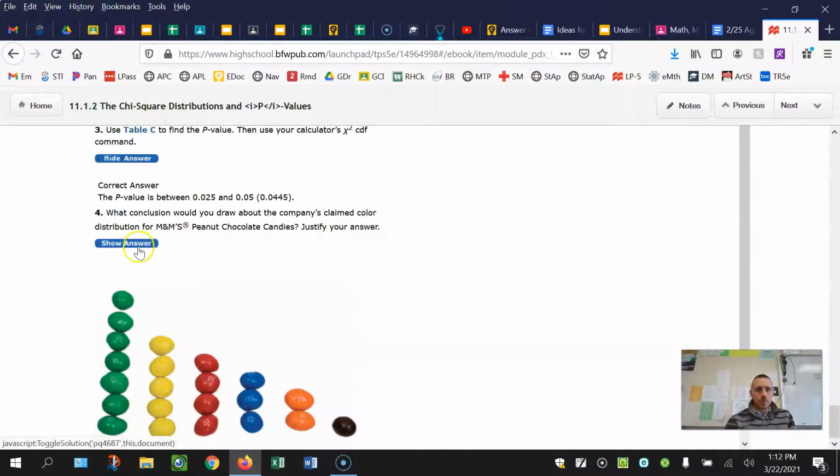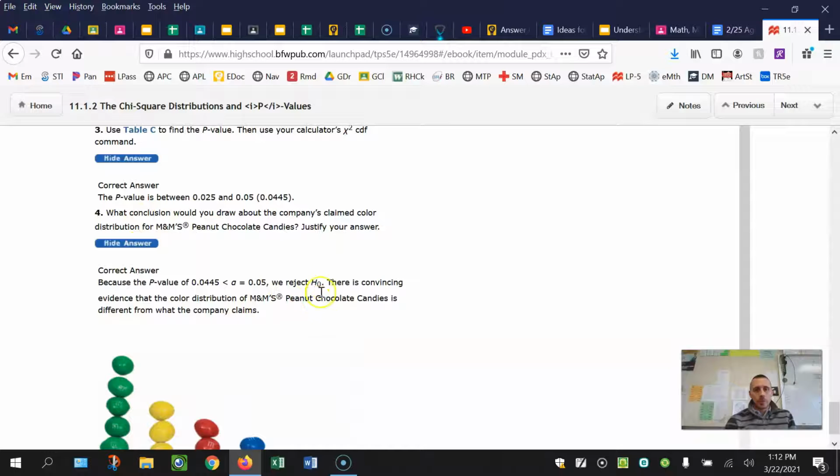And then what conclusion should you draw? We're going to reject the null because the p-value is less than alpha. So we have convincing evidence that the color distribution for our M&Ms is not what they said. Okay.